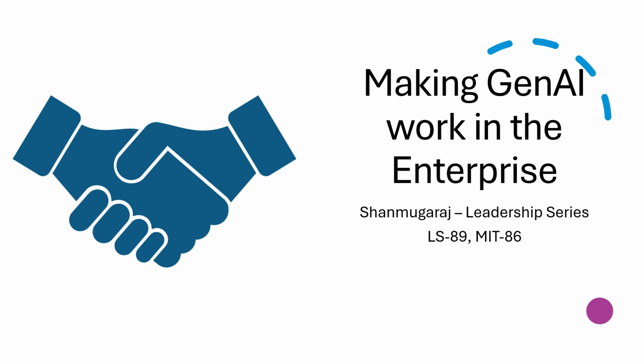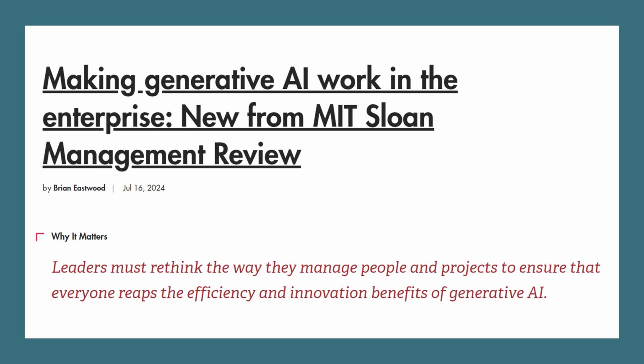Currently, we are discussing some of the leadership ideas from the MIT Sloan School of Management. Today's topic is how do we make Gen AI work in an enterprise? This particular article was published on July 16th of this year. Why does it matter? Leaders must rethink the way they manage people and projects to ensure that everyone reaps the efficiency and innovation benefits of generative AI.